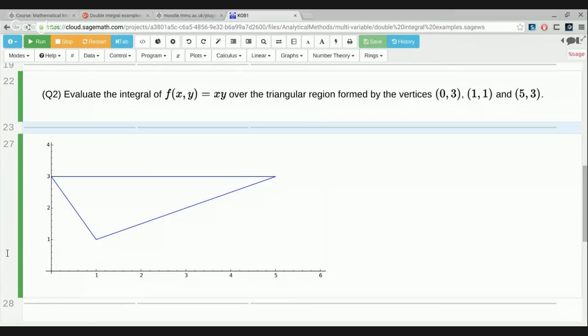Okay, and that's just a familiar integral of a function of a single variable, and it's just a polynomial function. So we could multiply that out and evaluate that as well.